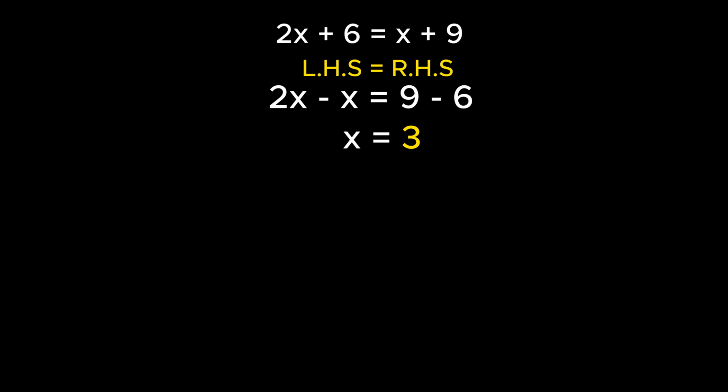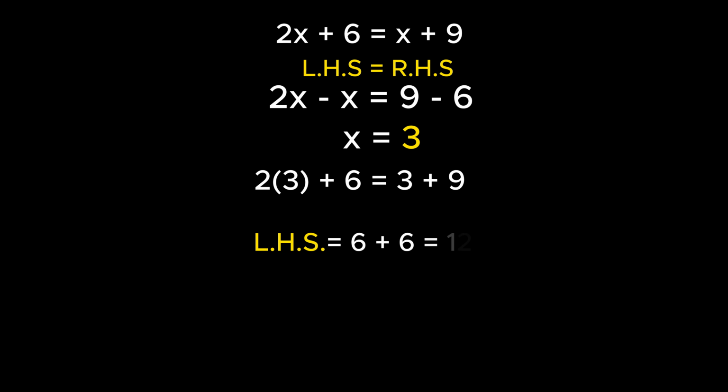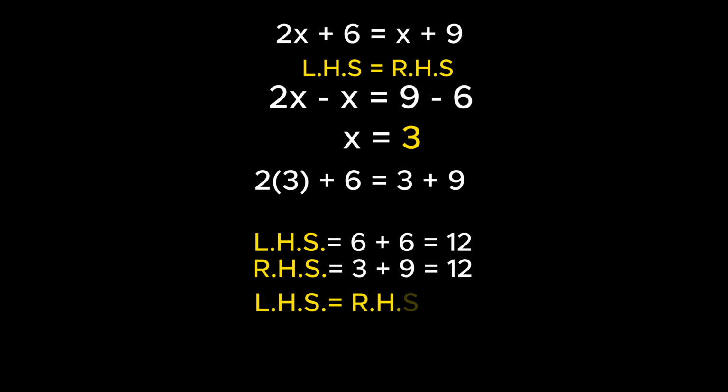One can verify the solution by just putting the value of variable x in the given equation, that is 2 into 3 plus 6 equals 3 plus 9. On simplifying each side independently we get LHS as 6 plus 6 which equals 12, whereas RHS is simplified as 3 plus 9 equals 12. As both sides are equal, therefore x equals 3 as the solution is verified.